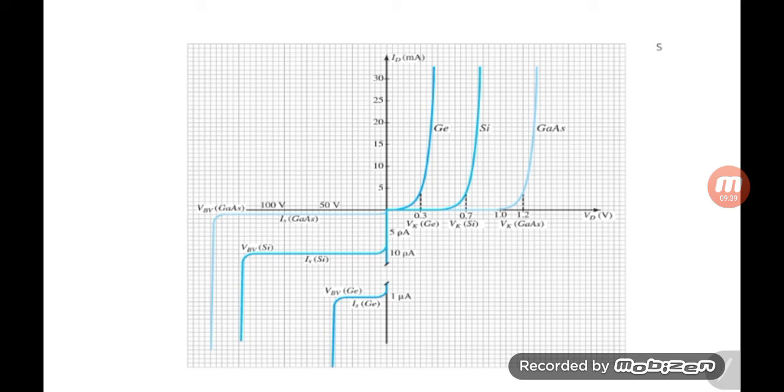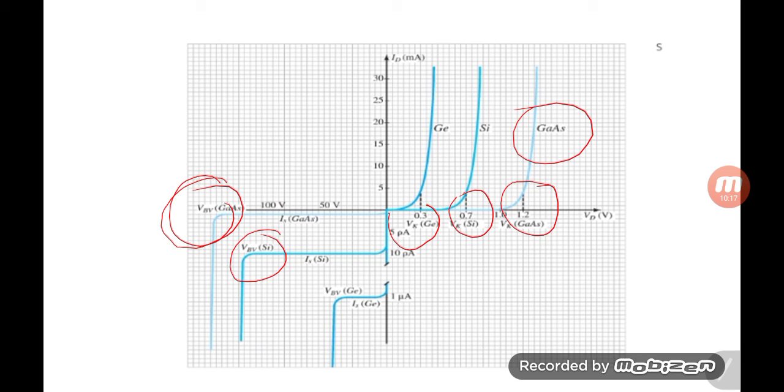All the slides we have discussed were for the silicon diode, but we can also make a PN diode with germanium, silicon, or gallium arsenide. Nowadays gallium arsenide is in much more use because of its high speed and large breakdown voltage. The knee voltage of germanium is 0.3 volt, silicon diode is 0.7 volt, and gallium arsenide has a knee voltage of 1.2 volt. But the breakdown voltage of gallium arsenide is very high, 1000 volts, for silicon 100 volts, and for germanium it is less, around 50 volts.